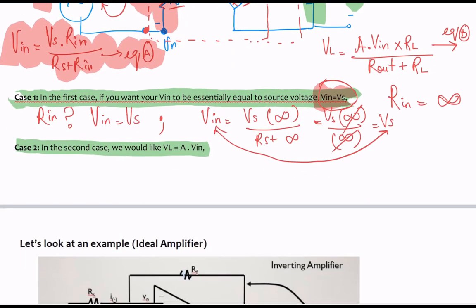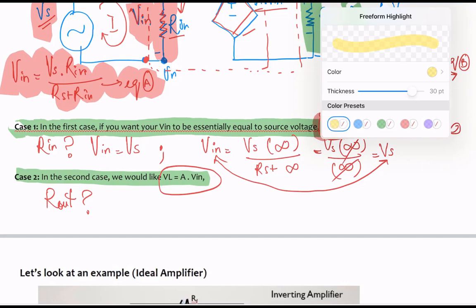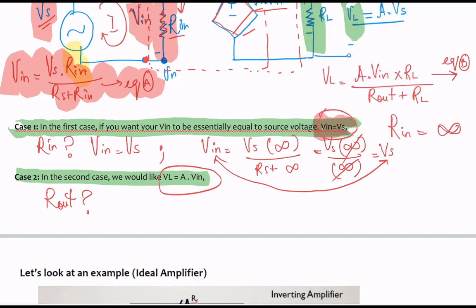Okay, let's move on to the second case. We would like VL to be equal to A dot Vn. So the question is, what should be the value of R out? Remember you are an engineering designer, and it's up to you whichever way you want to design this. You have the option to choose a value for this input resistance over here and this output resistance over here. And because as an engineering designer we can manipulate their values, we can change the characteristic of an amplifier such that it will have some kind of unique IV characteristics.